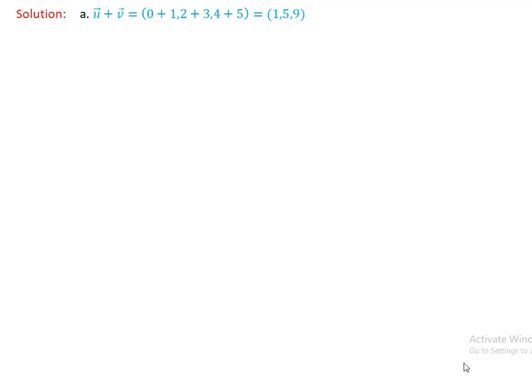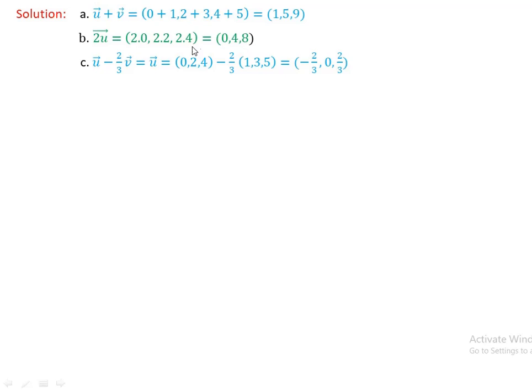u plus v is simply adding the corresponding components using the previous definitions. Then u plus v is 0 plus 1, 2 plus 3, 4 plus 5, which gives 1, 5, 9. b) Twice u means 2 times vector u. Multiplying 2 by 0, 2, 4 gives 0, 4, 8.